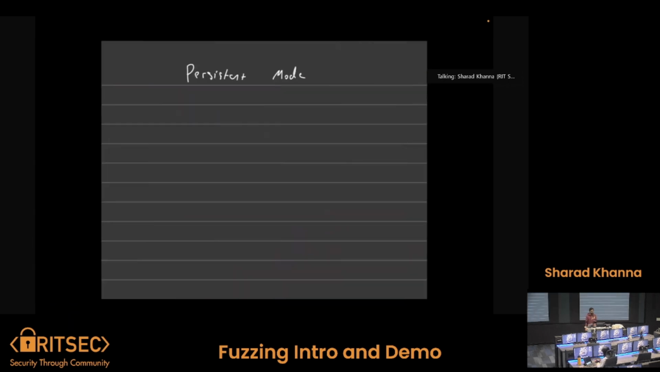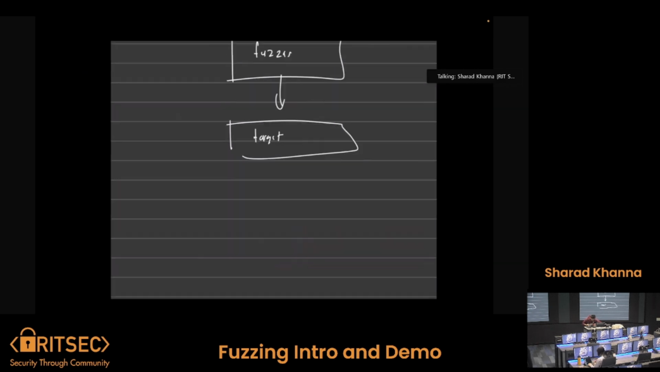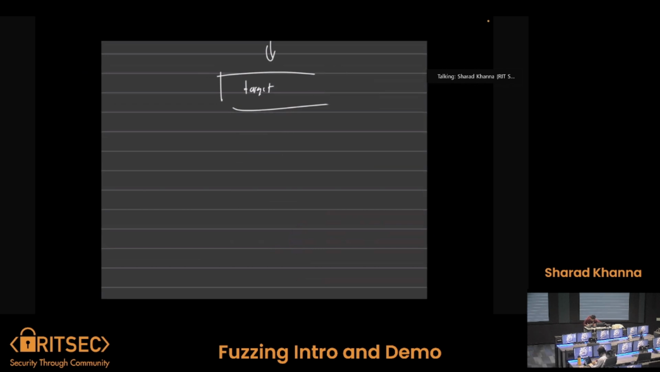Persistent mode kind of breaks that paradigm. You have the same deal here. You have your fuzzer here. You have your target here. And then, so this right here is going to be your fork server.